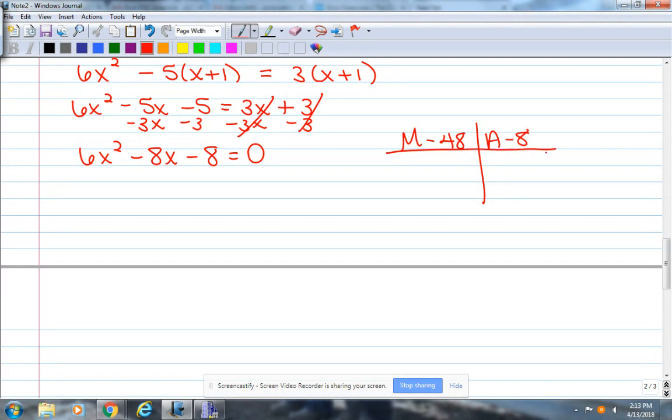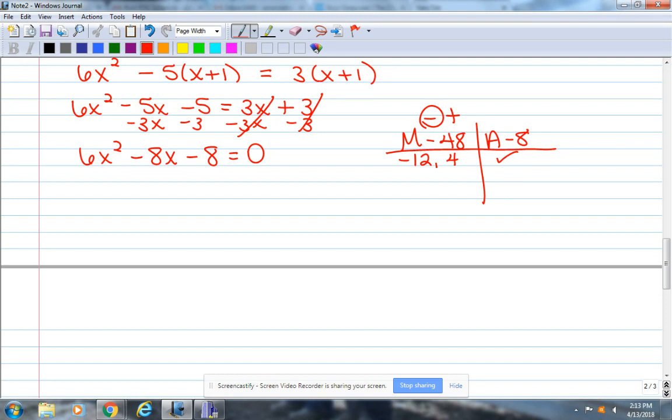So we need two numbers that multiply to get negative 48 and add to get negative 8. They need to be a negative and a positive. And since we add to get a negative, the biggest number will be negative. What multiplies to get 48? Very good. And that's the one we're looking for, because if I add them, do I get negative 8? Very good.